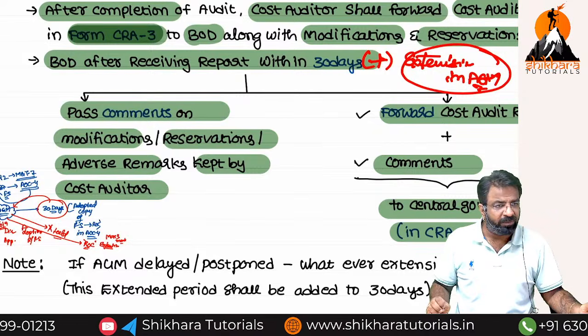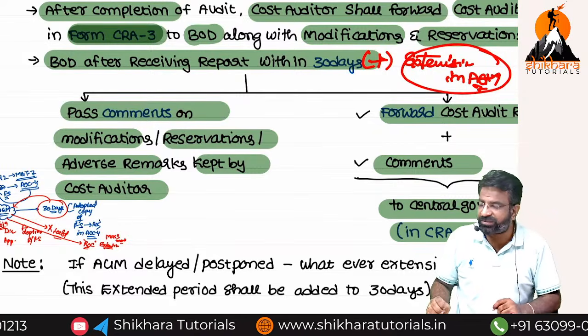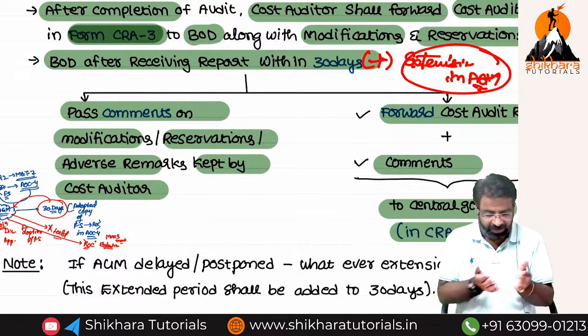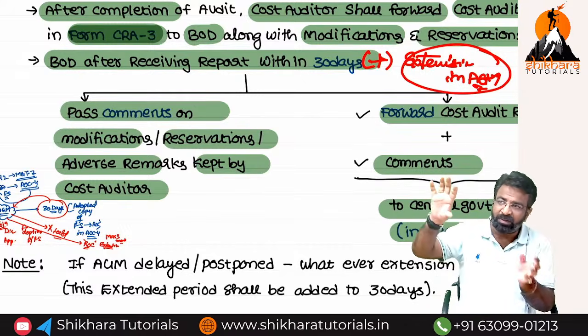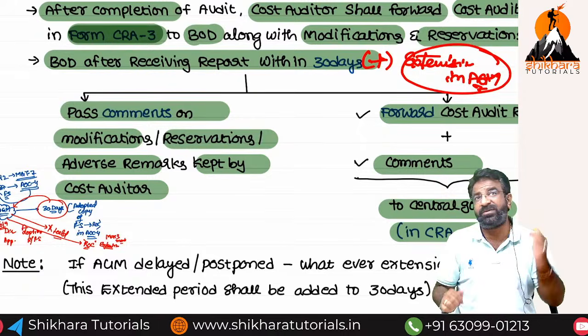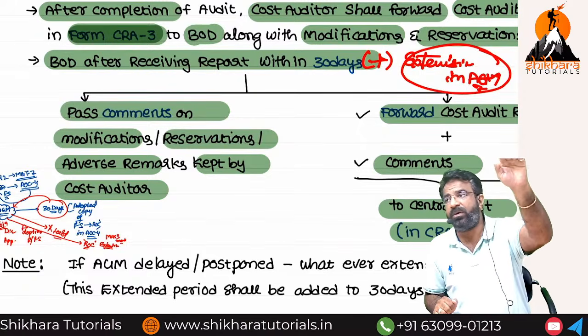Are you getting the point or not? So whenever ROC gives you extension for conducting the AGM, that extended time period plus 30 days will be the new time period for sending CRA4 to the Central Government.